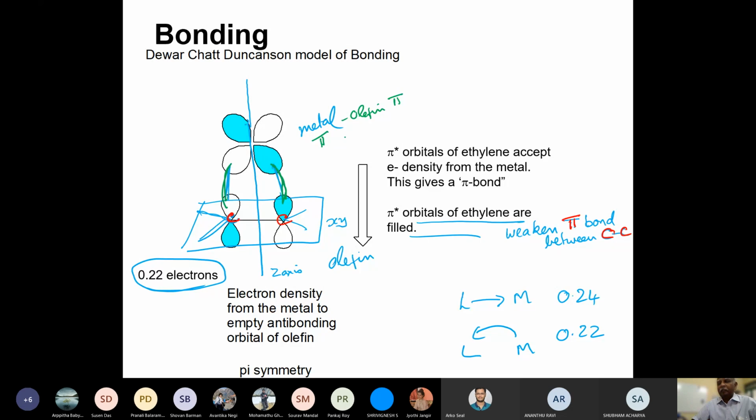This interaction is strengthened. It weakens the pi bond between the carbons. It strengthens the pi bond between the metal and the olefins, right? So this has got pi symmetry, because if you rotate the metal or the olefin, the interaction becomes weaker and weaker, and at 90 degrees rotation, it will be completely lost. So we're only talking about this particular interaction. There's some complication. I will come to that in a minute.